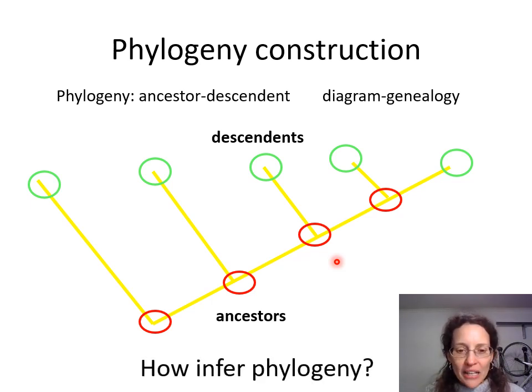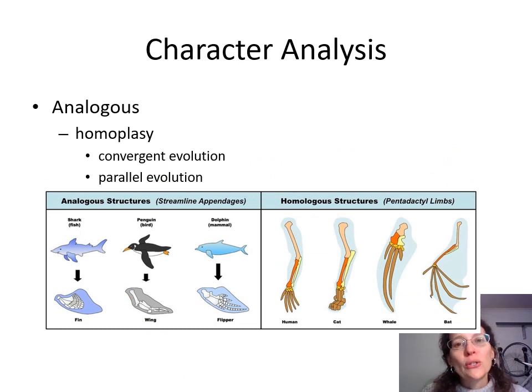How do we infer the phylogeny? How do we know who are the ancestors and who are the descendants? Well, we have to do that by looking at characters. So we can look at the characters. Some of these characters will be analogous characters. So you can think of this as being like different ways that we see that help an organism swim.